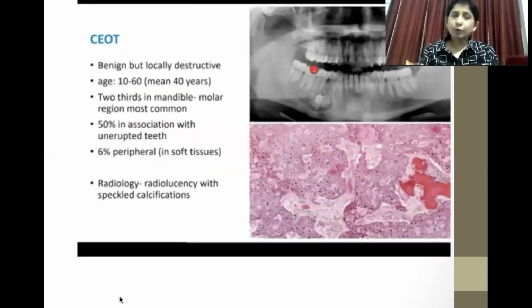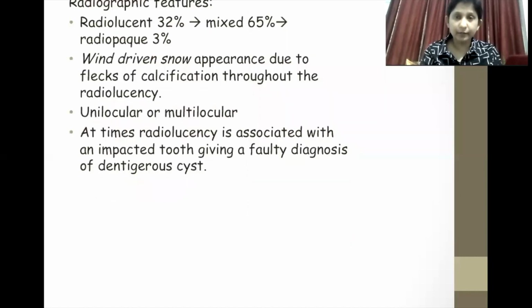Now, it's locally destructive sometimes, and 50% can be seen associated with an unerupted tooth. So you can see that there's an unerupted tooth here and there's a mixed radiolucency out here. When the biopsy is taken, you can actually see the epithelial cells which are very closely arranged. And this is amyloid-like areas. And this red colored area is basically calcification of the amyloid. I'll come to the calcification part gradually.